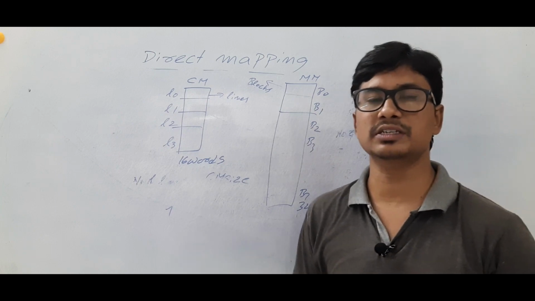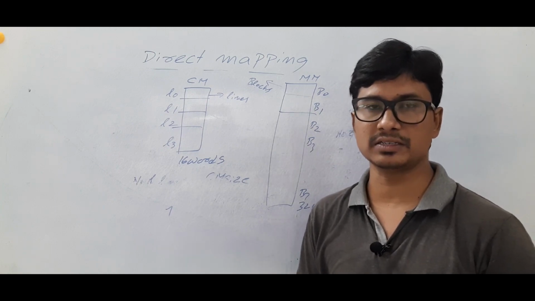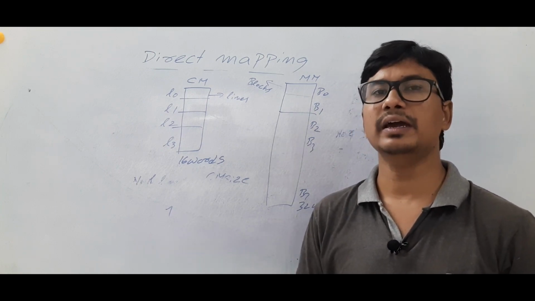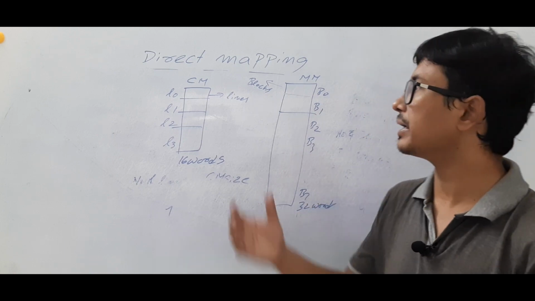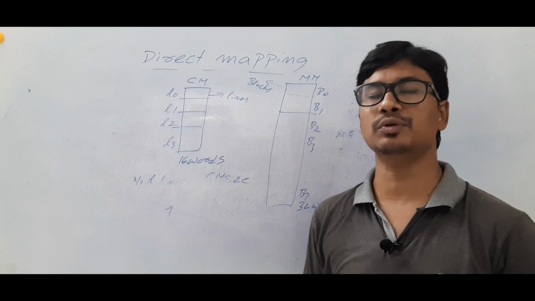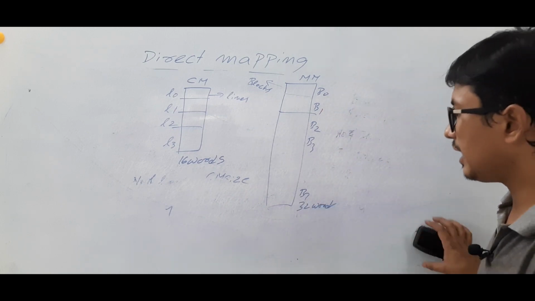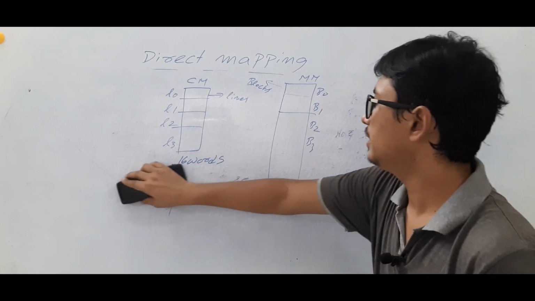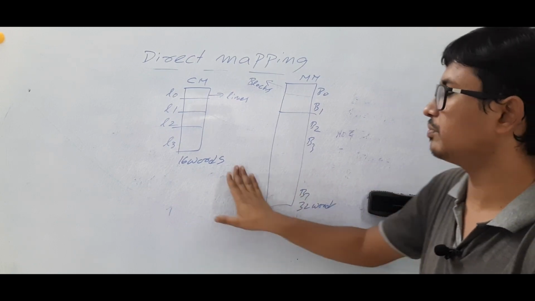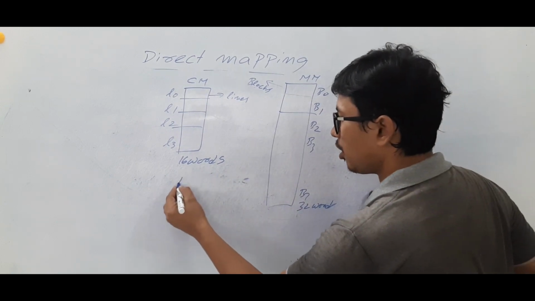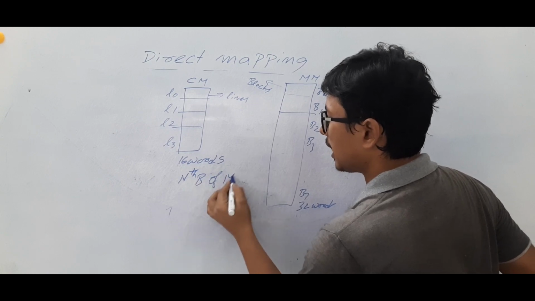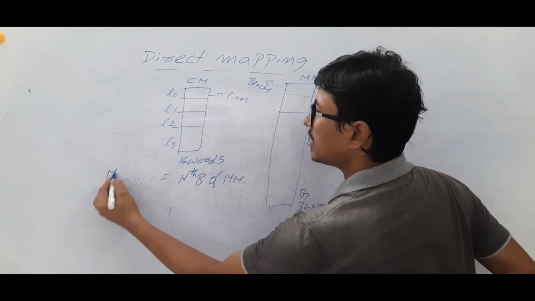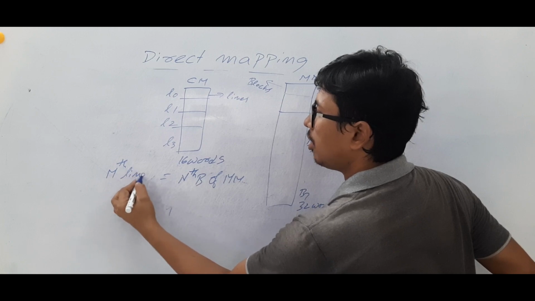Already we have discussed that there are 3 types of mapping techniques: one is direct mapping, another is associative mapping, and the third is set associative mapping. In this video, we will discuss direct mapping. In direct mapping, the nth block of main memory can be kept in the nth line of cache memory.